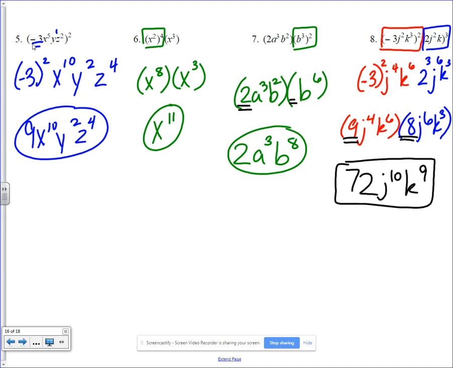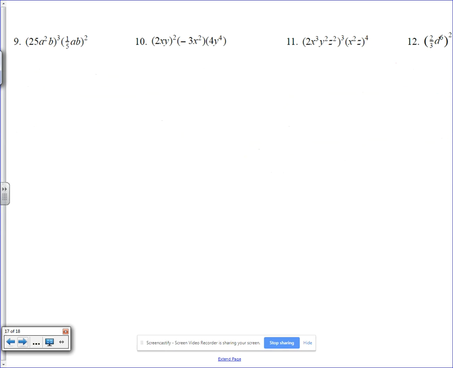All right, Cody, you're up for number 9. Let's see what kind of problem he's got. Oh, you got another triple combo problem, right? They're not that bad, but they take a few steps. Let's go to the left first, Cody. Do you have a coefficient? What is it? So what are we going to do with that 25? Raise it to the third power, okay?